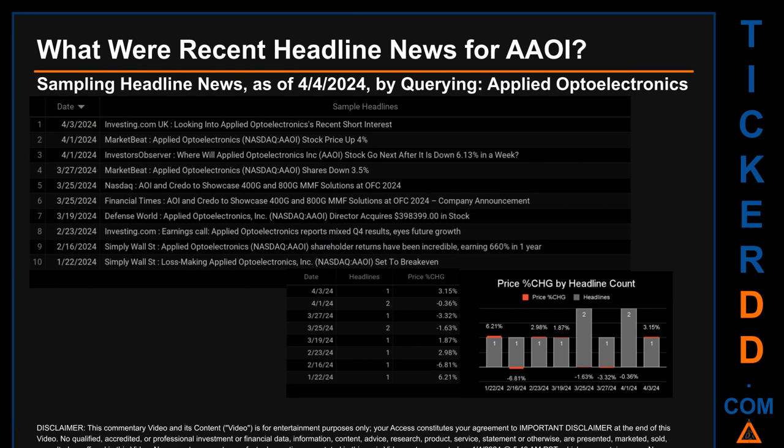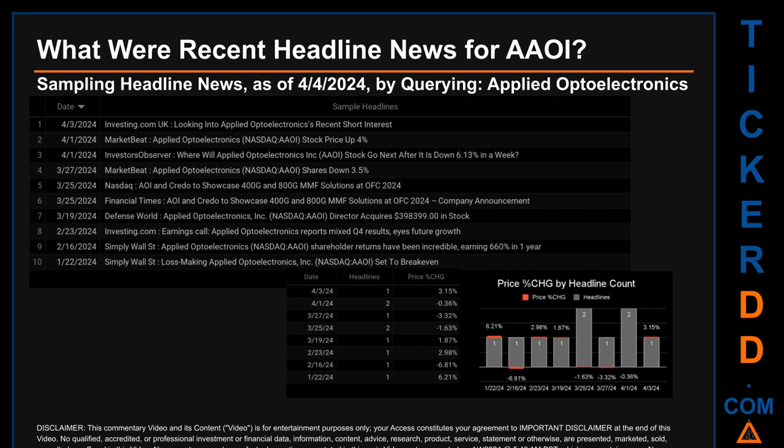Monday, April 1, 2024 and Monday, March 25, 2024 had the most headlines. They each had 2 discovered headlines. On Monday, April 1, 2024, Investors Observer published the headline that read, "Where will Applied Optoelectronics Inc. AAOI stock go next after it is down 6.13% in a week?" Then, for the second day with the most discovered headlines, on Monday, March 25, 2024.